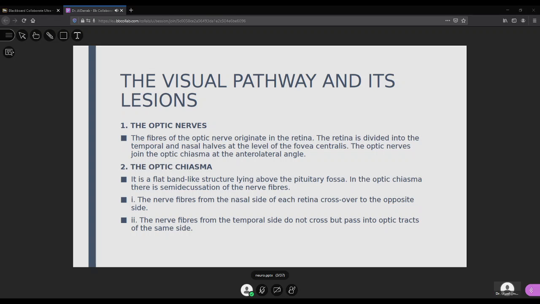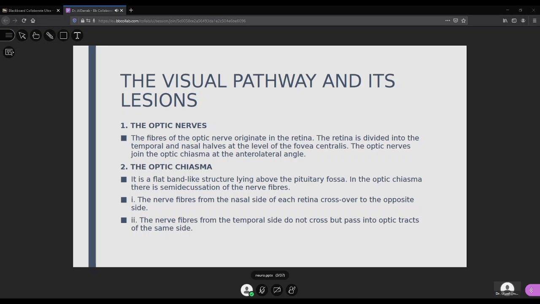Now the optic nerves: the fibers of the optic nerve originate in the retina, in the nerve fiber layer. Then the retina is divided into the temporal and nasal halves at the level of the fovea centralis. The optic nerves join the chiasma at the anterolateral ending. The optic chiasma is a flat band-like structure lying above the pituitary fossa.